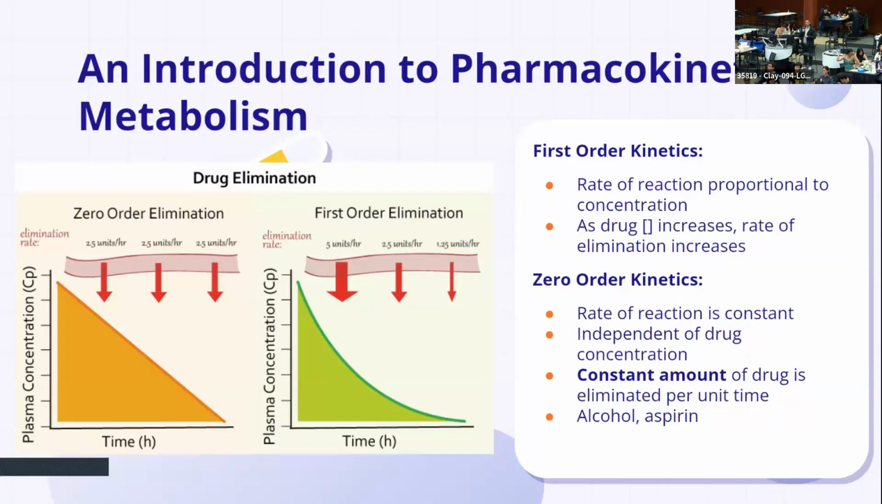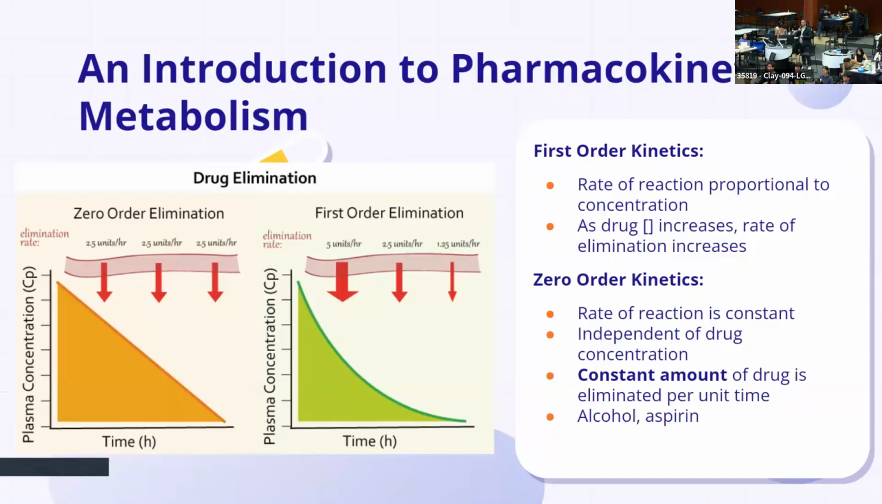Our first order kinetics, however, is basically the opposite of that: the rate of the reaction is proportional to concentration. So when you begin to increase the concentration of a drug, then more of the drug is able to be excreted by the body. You just need to know those two types, and I'd probably just know that alcohol and aspirin are your two examples of zero order kinetics.